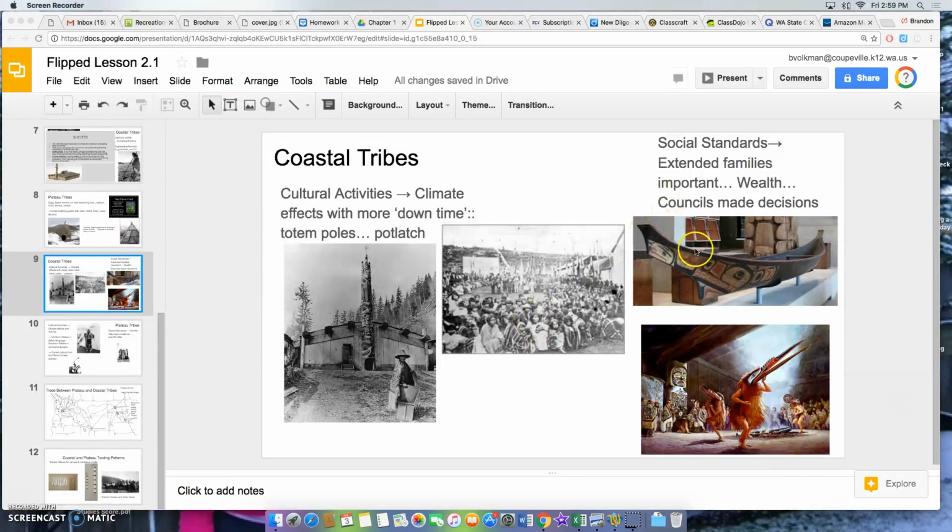Looking now at their social standards, extended families were very important, like uncles, aunts, and grandparents, at least the way we look at that. Wealth was also a way to see how high you were up in the totem pole of social life. The more wealth you had, the higher you went. So you were able to climb that ladder depending on the wealth that you had. And wealth was seen as weapons, tools, canoes, slaves, or animal skins.